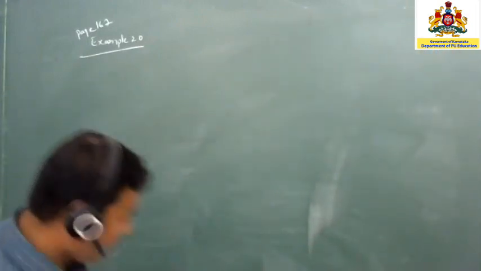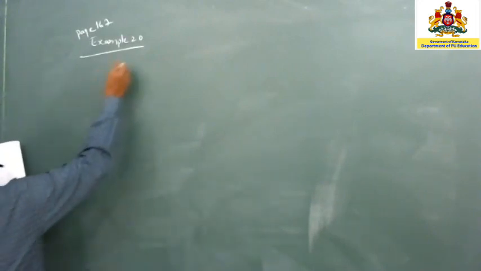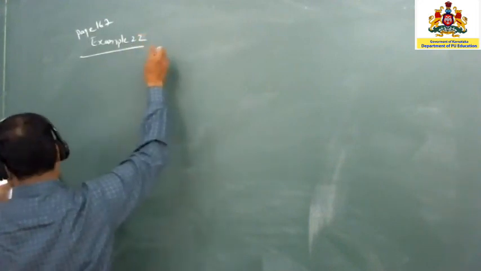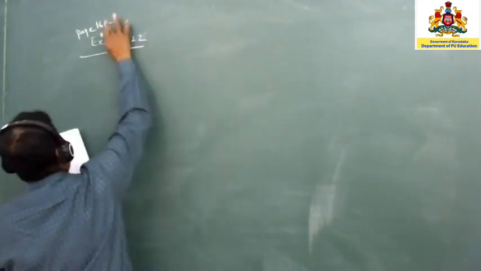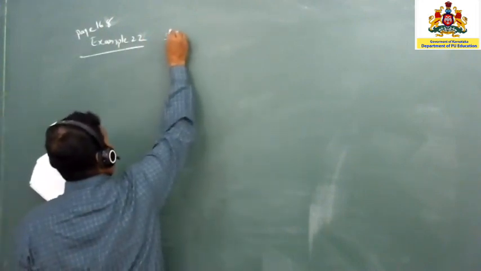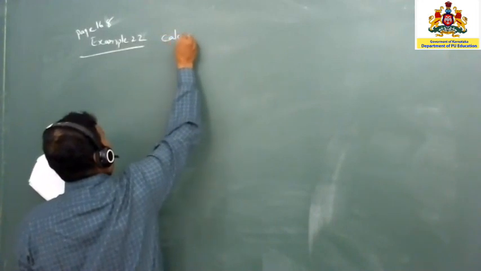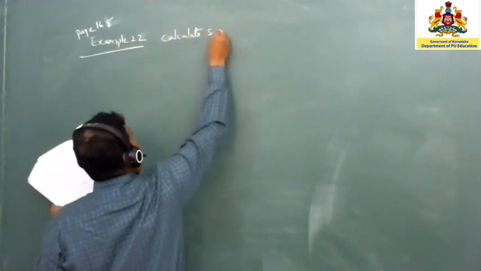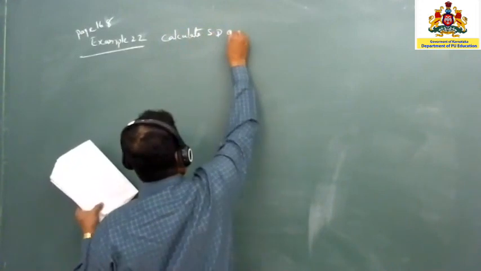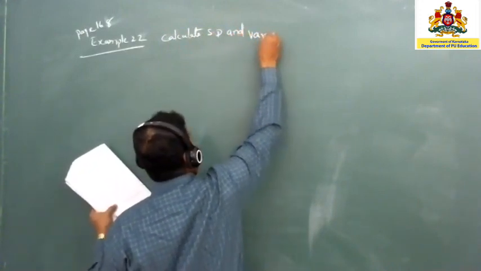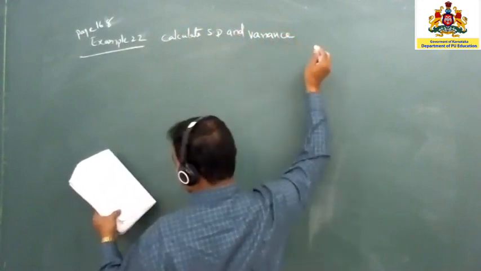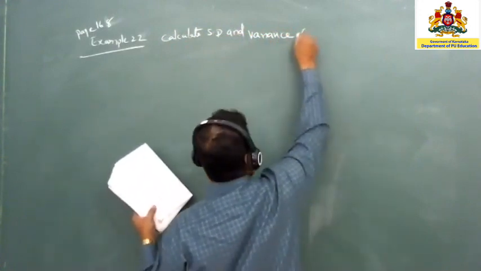For a discrete frequency distribution, example 22, page number 168. You can see it in the textbook also. Calculate standard deviation and variance for the following distribution.